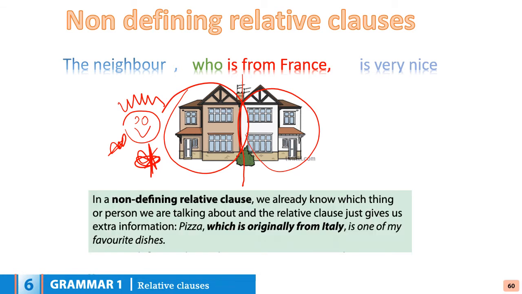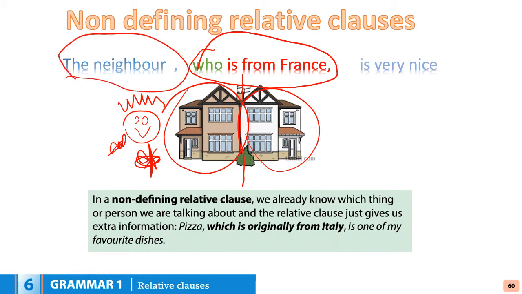So, non-defining clauses, we're going to use it when we already know which thing or person we're talking about. And the relative clause, this thing here, just gives us extra information that we really don't need just to know who we're talking about or what we're talking about. For example, pizza, which is originally from Italy, is one of my favorite dishes. Okay.